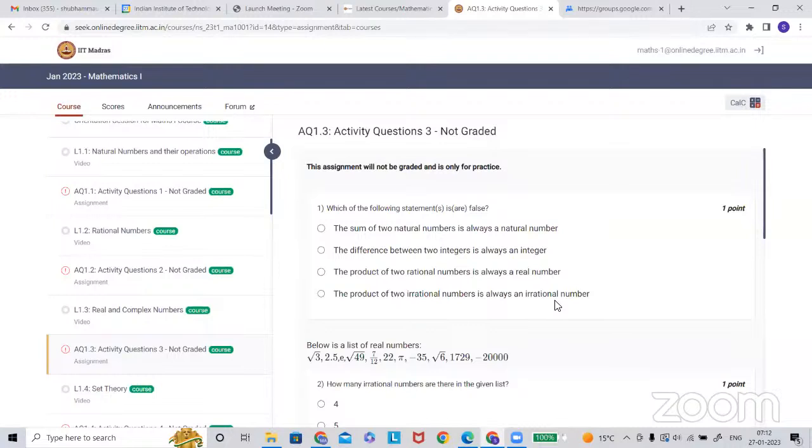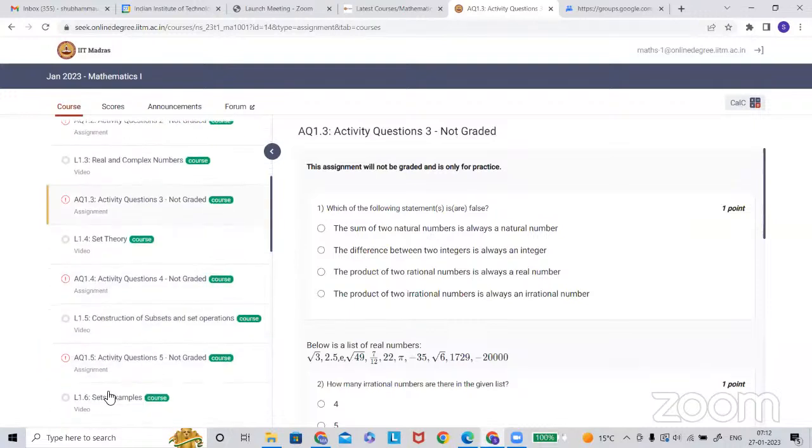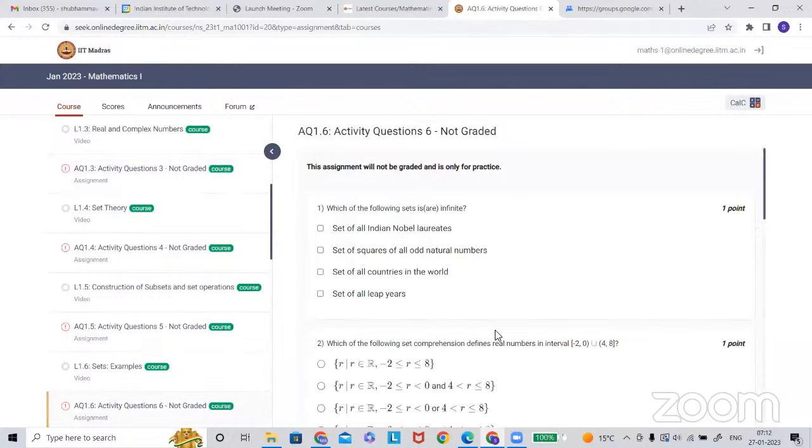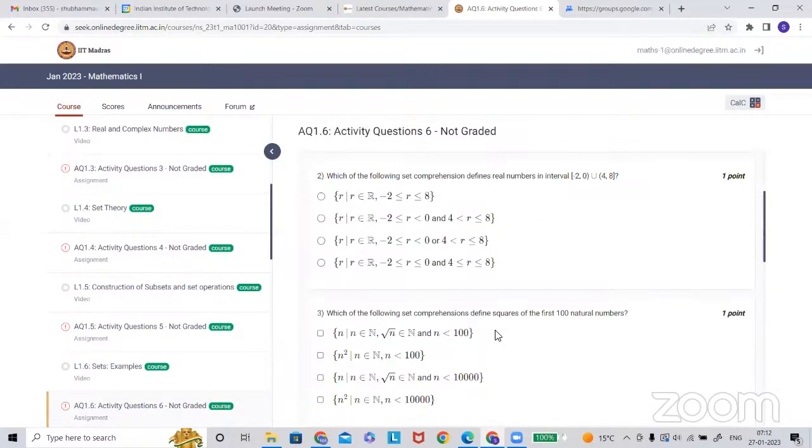So in activity 1.6 also I have one doubt. In question number 2, why is the fourth option correct? That is, instead of and, why should it be or? R is a real number between -2 to 0 and 4 to 8. Which of the following set comprehensions define the real number? This one.